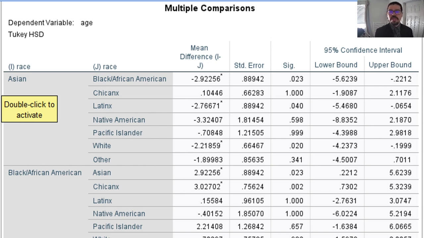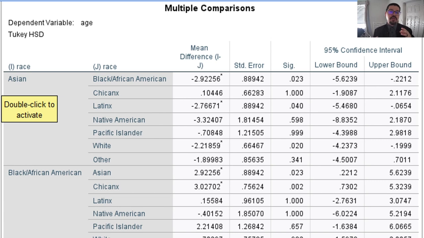But I want to point out here, make a little bit of sense of what's happening in this table. Remember that an ANOVA test is comparing multiple groups. So with this table, what we are saying is our dependent variable is age and our independent variable is race. Within our race variable, we have each of these categories: Asian, Black and African American, Chicanx, Latinx, Native American, Pacific Islander, white, and other. So in an ANOVA, we have to compare Asian to Black and African American, and then Asian to Chicanx, Asian to Latinx, and so on and so forth. So all of these comparisons are being made.